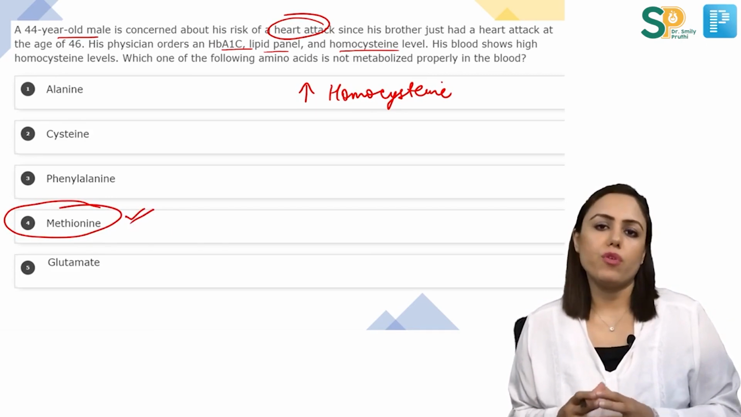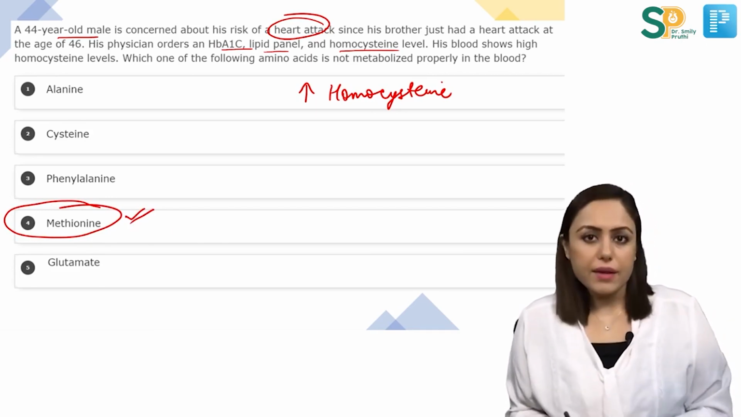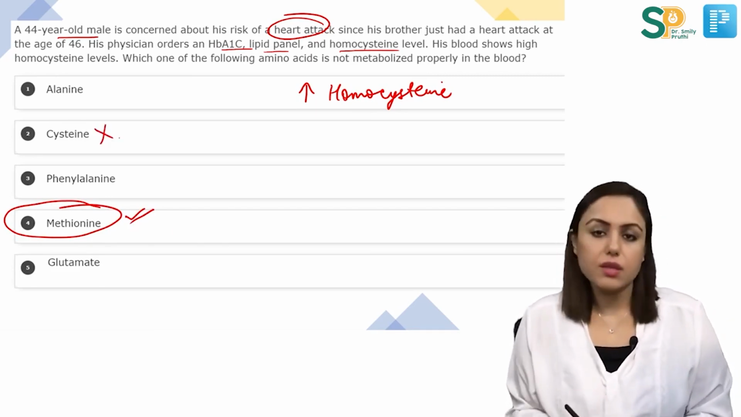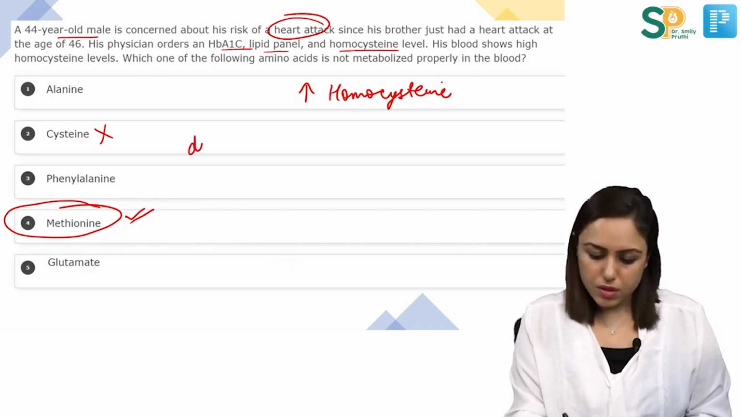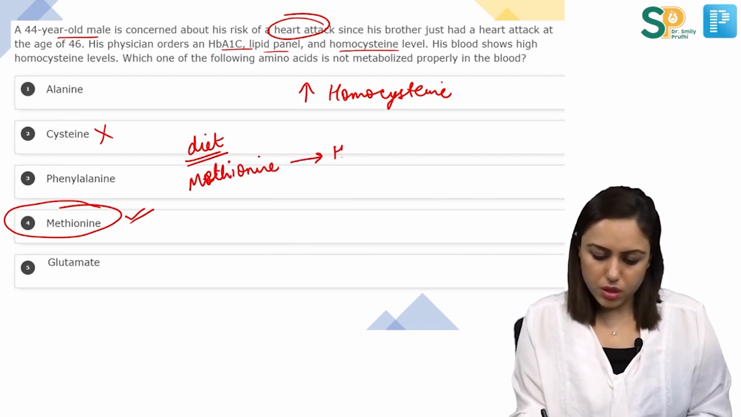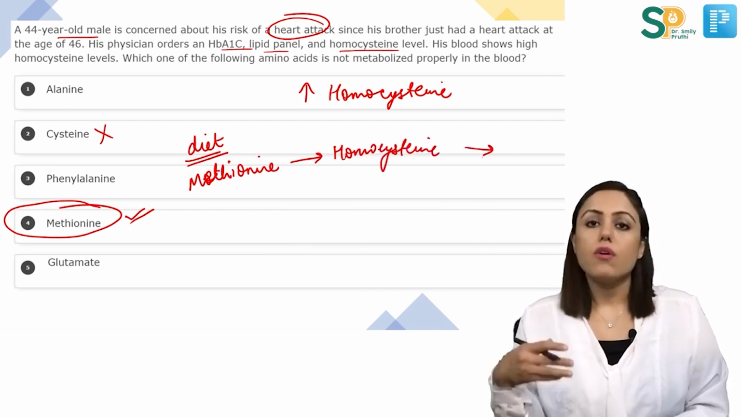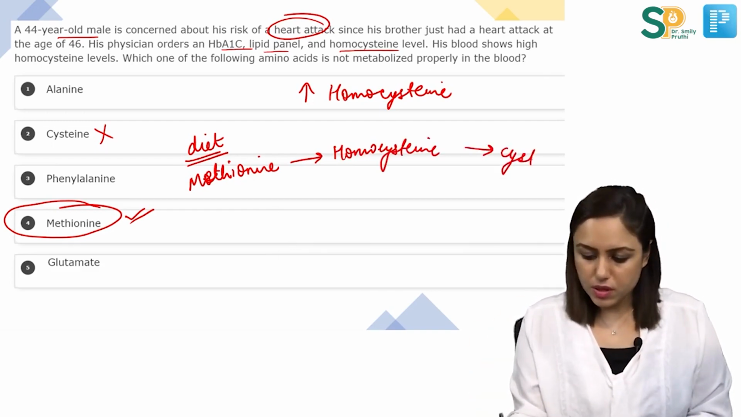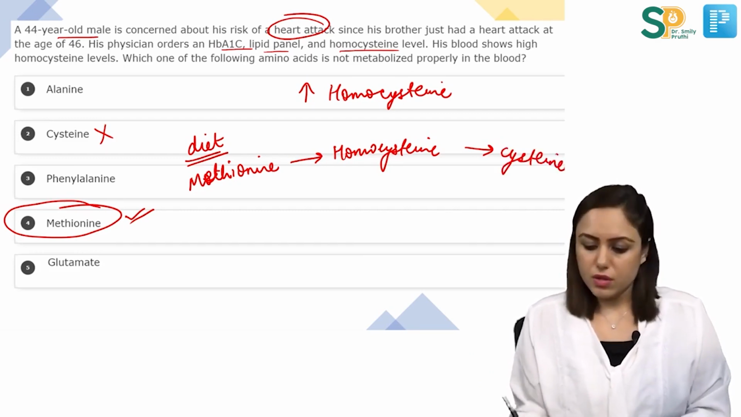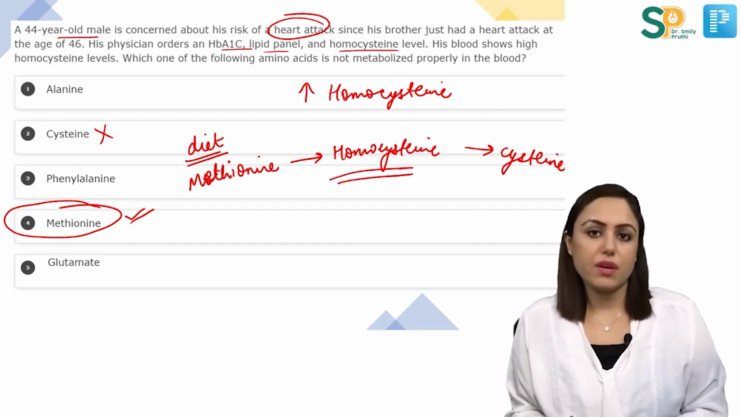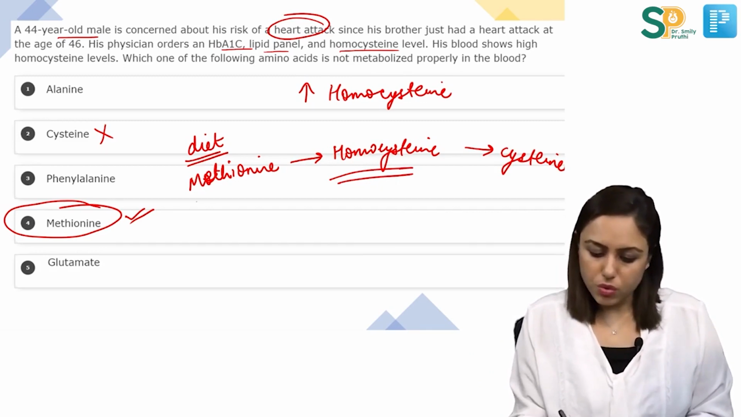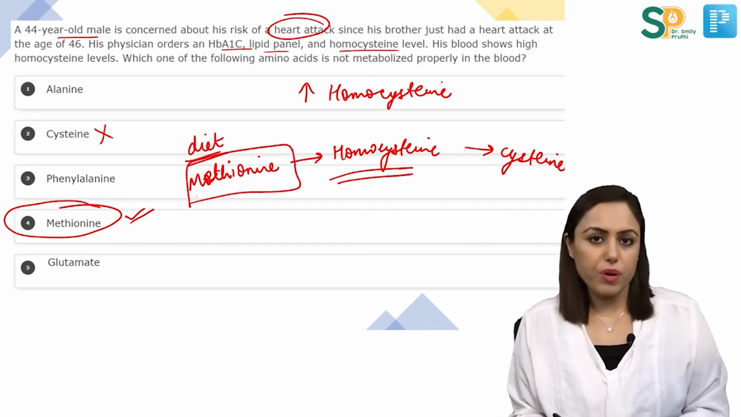Homocysteine is only and only formed in this methionine cycle. And do not mark the answer as cysteine, right? Because in the body, what happens is in diet we get methionine, right? From methionine, homocysteine will be formed. From homocysteine, cysteine will be formed, right? So, here homocysteine levels are raised. So, methionine is not metabolized properly, right?